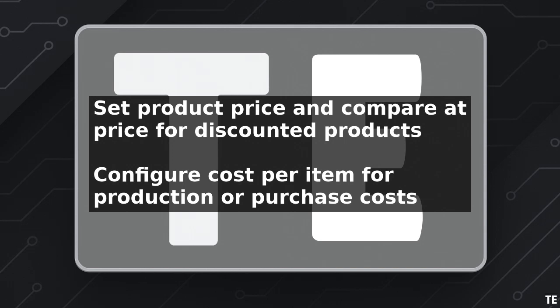Add product variants if the product comes in different sizes, colors, or materials. Click the Add Variant button and select the option that applies to your product. You can also set different prices for each variant.